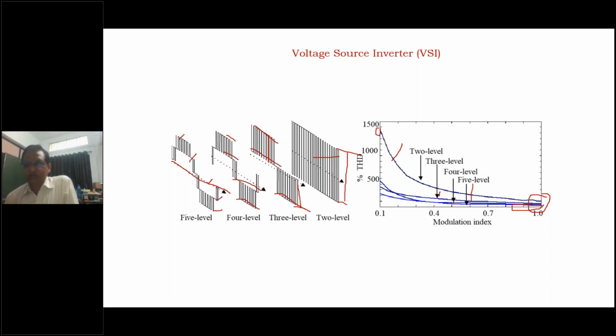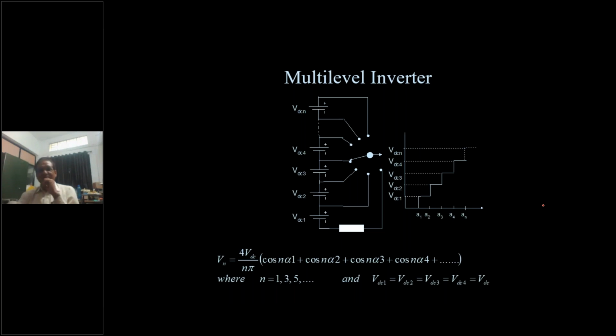So we will discuss multi-level inverters. What is a multi-level inverter? In this, there are a number of sources, and with the help of static switches, we select which source should be connected to the output. That is a multi-level inverter.